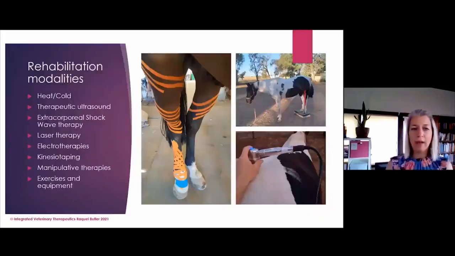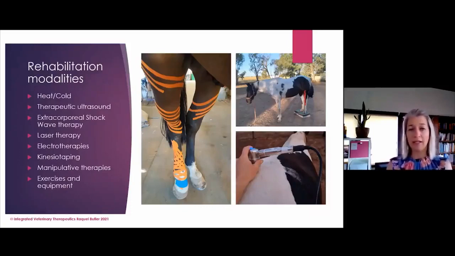So then in terms of rehab modalities, it will depend on your vet and your body worker as to what kind of modalities you have available to you, but we want the modalities that are going to be targeted to the injury. So cold is more in an inflammatory stage, heat is more in a chronic fibrosis stage, therapeutic ultrasound, shockwave, and laser therapy can be used for multiple stages, electrotherapies, also magnetic therapies.